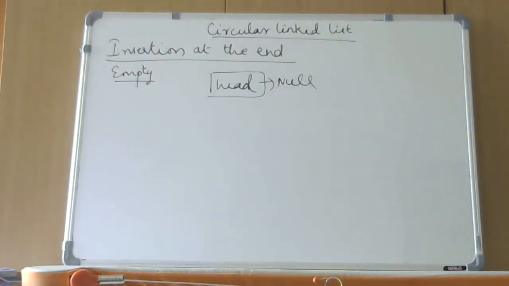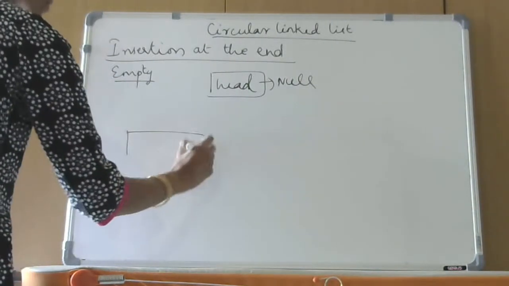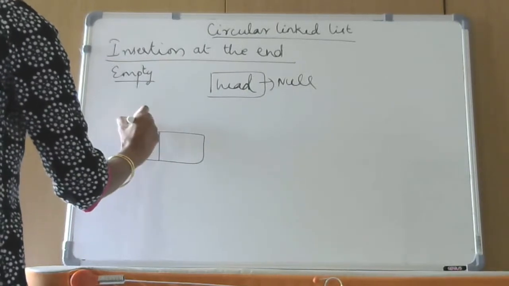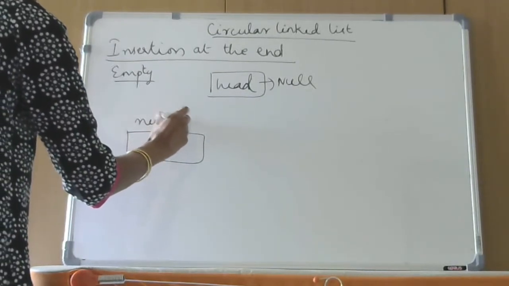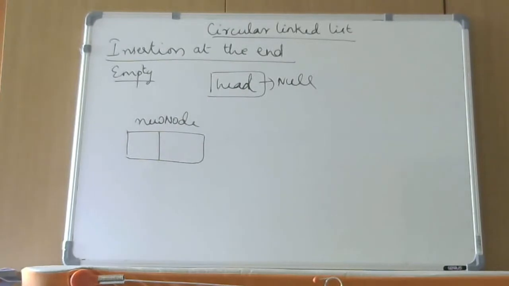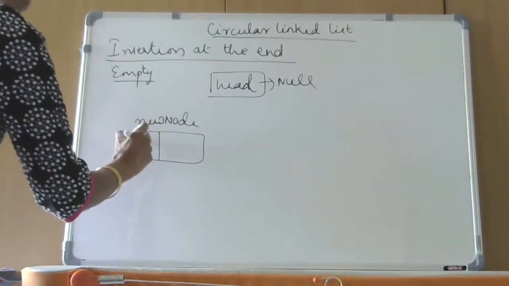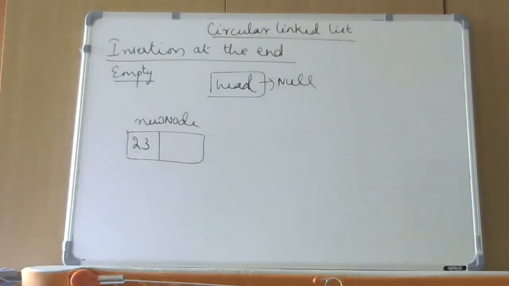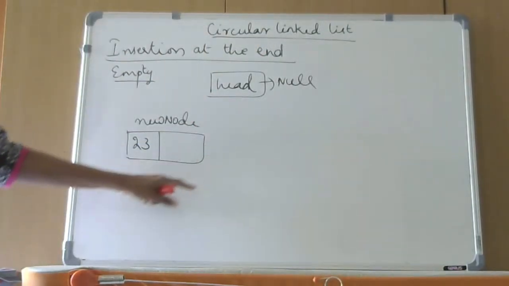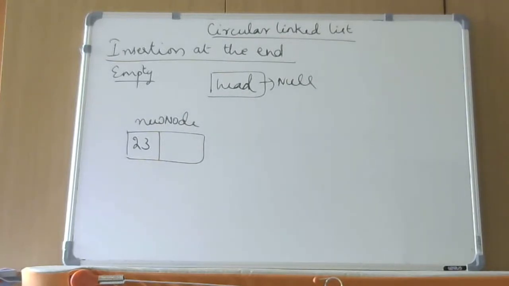The circular list is empty. Now this is a new node that I want to insert. Let me call it new node, because I will also be coding it like that. Suppose I am taking some value 23. I want to insert this particular node at the end. Insertion at the end. If the list is empty, this will be the only node that I will be inserting.